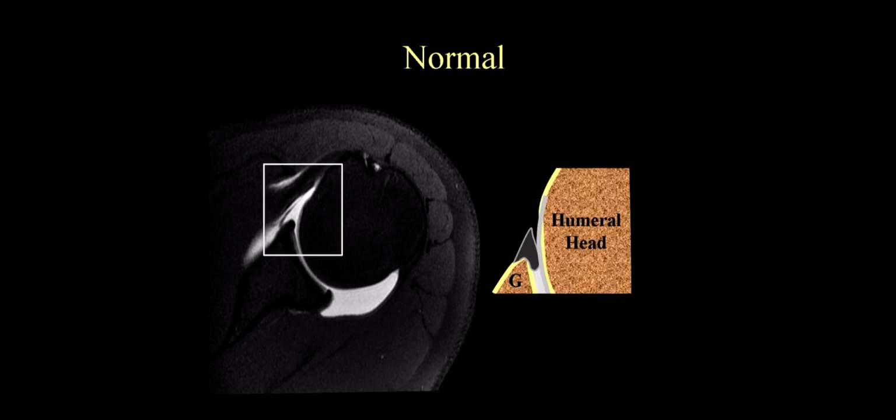Okay, so these are axial images just to show you examples. This is a normal, and what we're going to do for the schematic is just parallel this one little corner of the shoulder. So we're just looking at that anterior inferior labrum, the humeral head, and the glenoid.